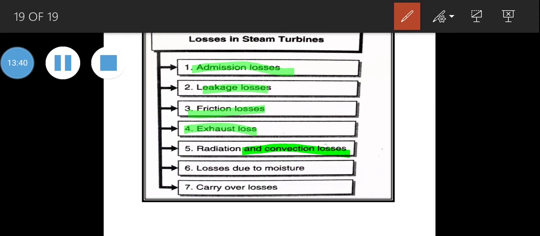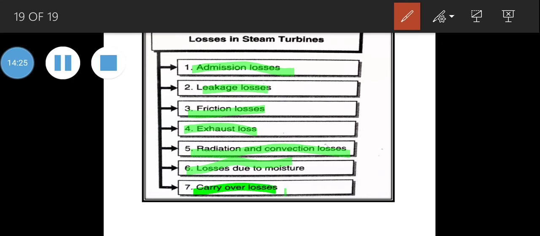Let's see what radiation and convection losses are. When the steam turbine operates at a relatively high temperature, some of the heat energy of the steam is radiated and convected from the body of the turbine to its surroundings. This leads to losses. Let's see the losses due to moisture. The steam passing through the last stage of the turbine has high velocity and large moisture content. This moisture content leads to a decrease in efficiency, which leads to loss due to the moisture content in the steam.